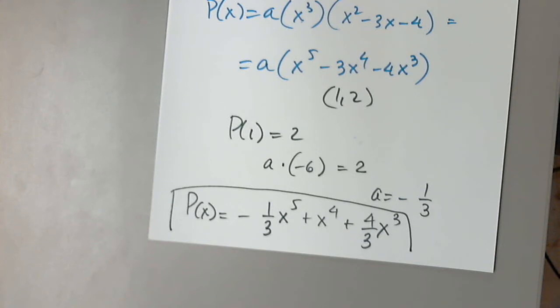Yes, please, Connor. So where did we get the negative 6 again? So the point, every time I'm given a point, I'm really told when x is 1, the function value is 2. Okay. So then P of 1 is 2. So when I plug in 1, 1 minus 3 minus 4 is negative 6. That's the only equation that allows us to determine the leading coefficient.